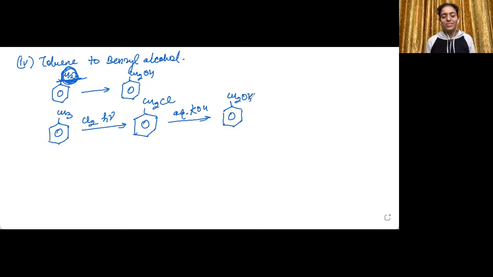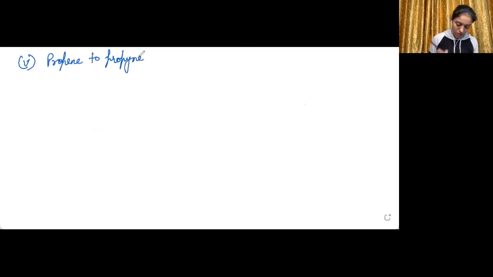Mission accomplished. Okay, so let's now move into the next part. So the next part is the fifth one, propene to propyne. CH3, CH double bond CH2 to CH3, C triple bond CH.